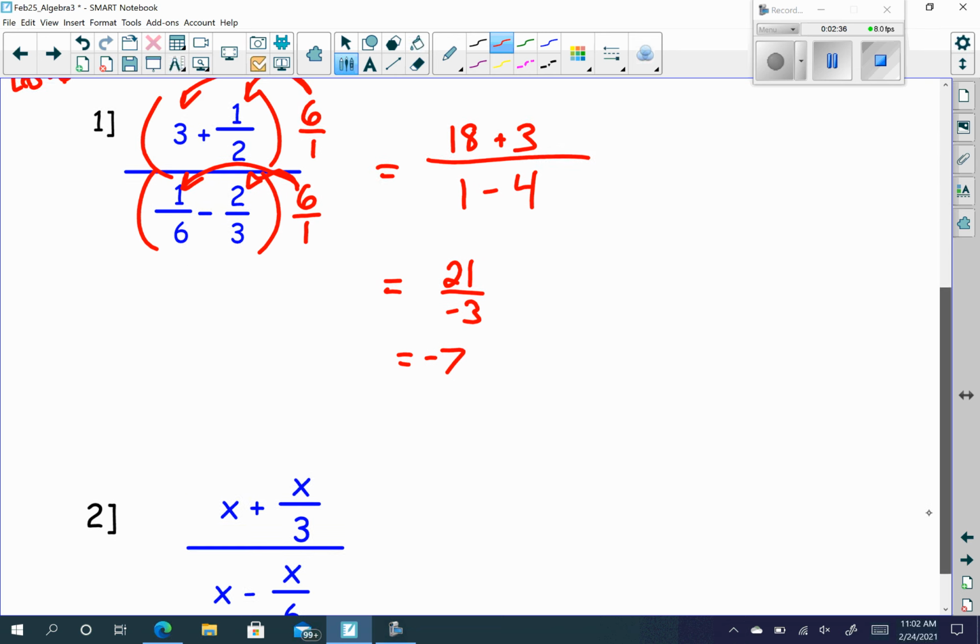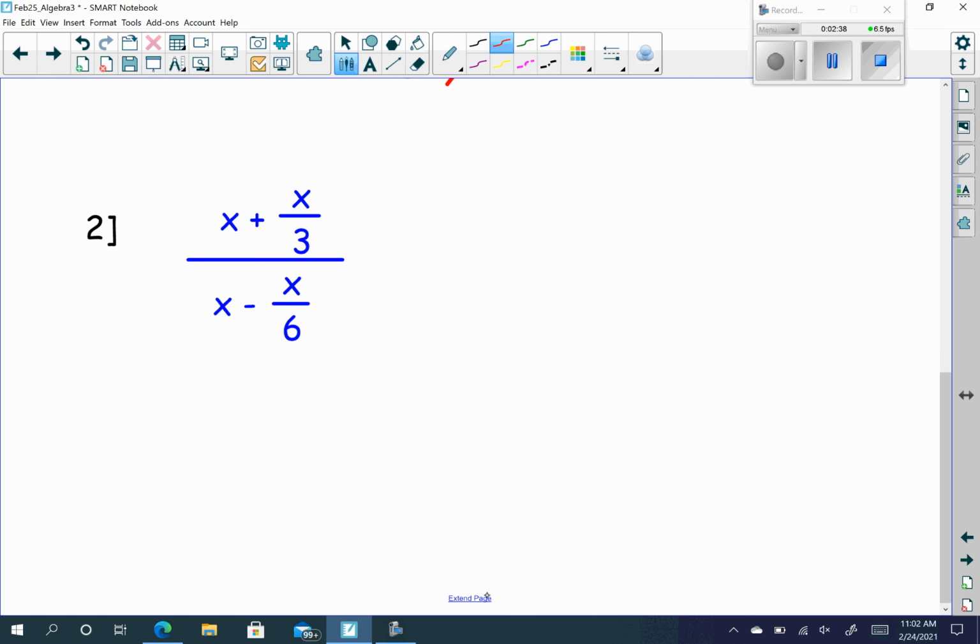Let's bring in the variables. Go ahead and copy down number 2. All right, so again, we're looking at this 3 and the 6. The LCD of those is 6 again. So I'm going to multiply top and bottom. Notice how I'm putting these in parentheses by 6 over 1. So I'm going to distribute.